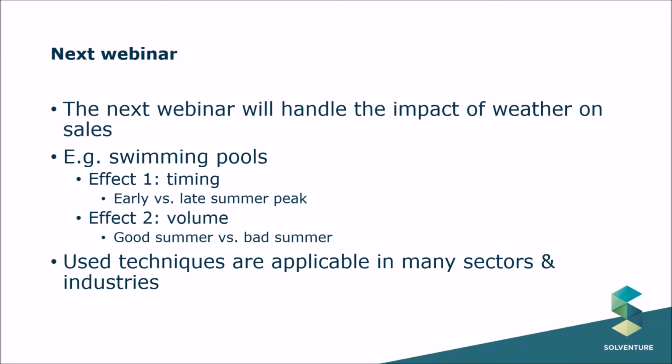An example could be if you're selling swimming pools. Well, if I'm selling swimming pools, I expect two effects. First of all, I expect an effect in timing. If I have an early summer or a late summer peak, that really defines the timing of when my first sales are starting to happen. A second effect will simply be the volume. If it's a very good summer, I will sell a lot more swimming pools, maybe compared to last year. If it's a very bad summer, I will sell significantly fewer swimming pools compared to last year.